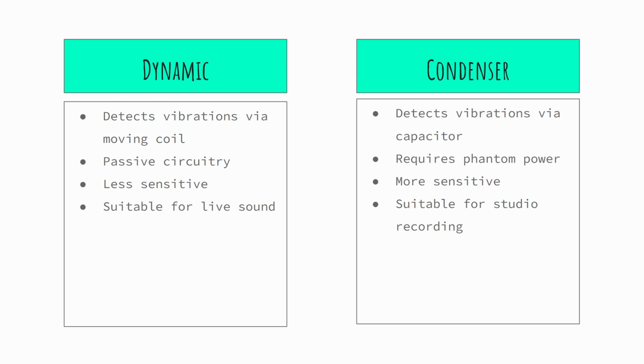Condenser microphones, on the other hand, detect sound via a capacitor. They require an external 48-volt power source known as phantom power to be functional, and by nature, they are more sensitive and suitable for studio and set recordings. So for our recording purposes, condenser mics are actually the preferred option.